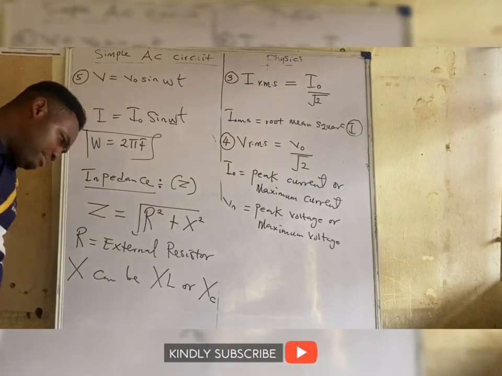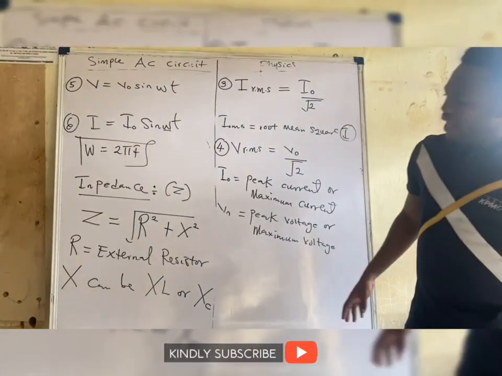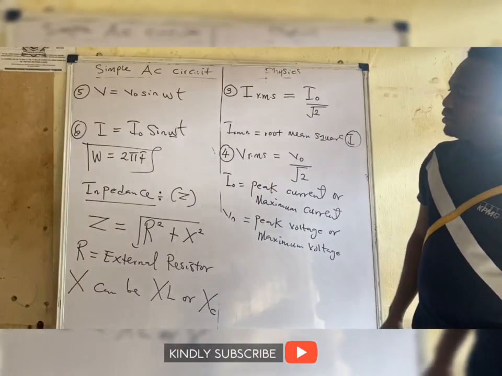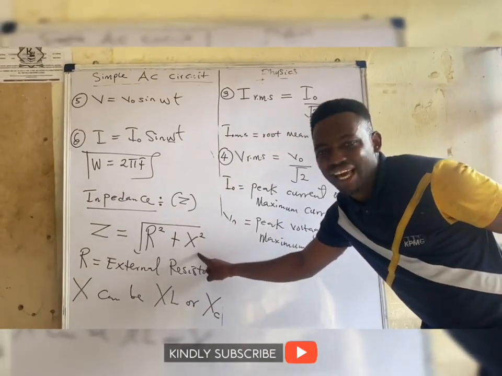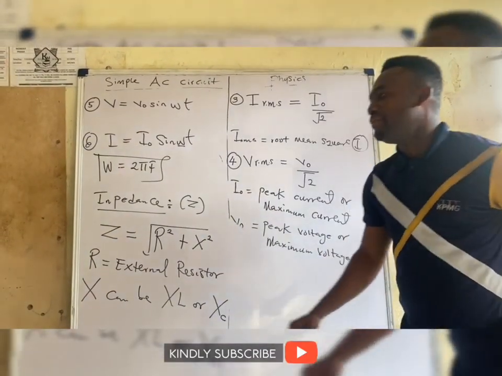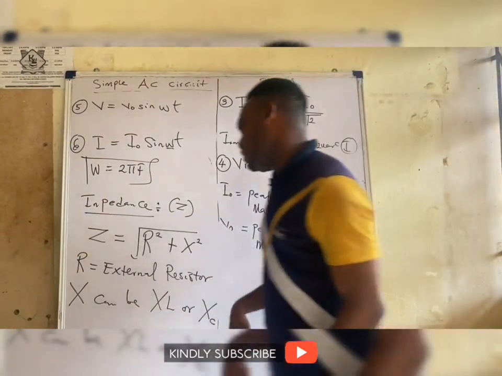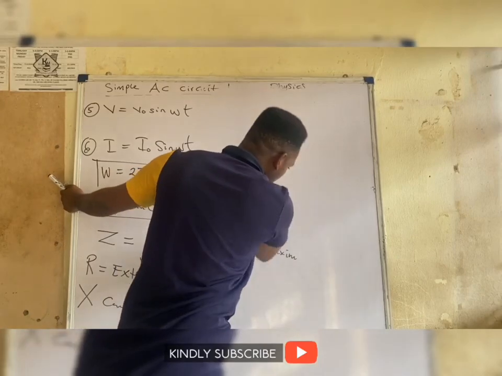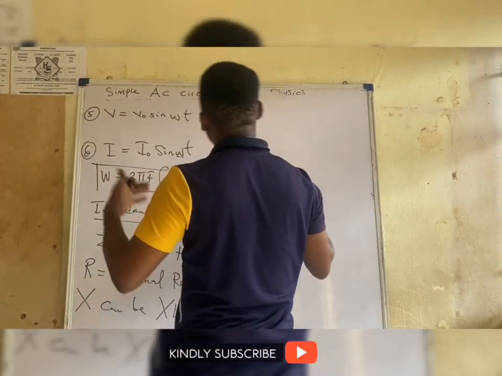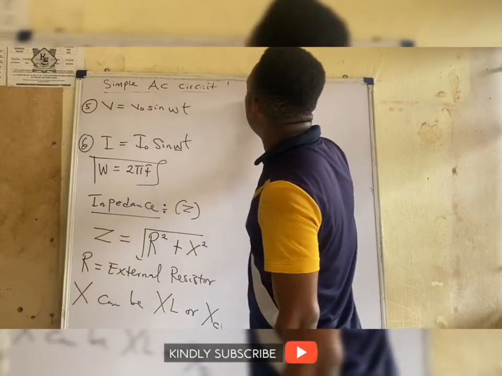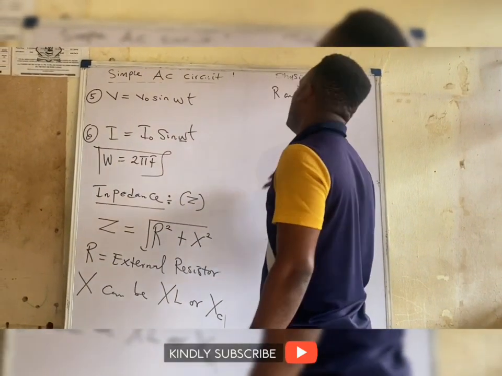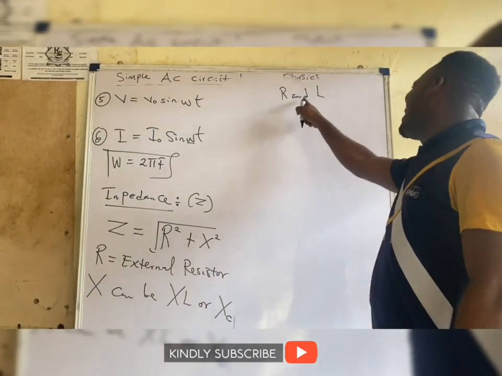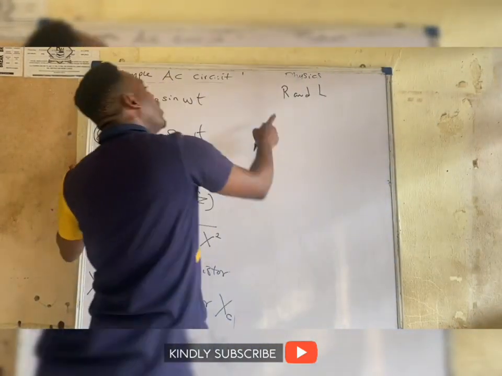If you imagine that a question is saying a circuit contains resistor and capacitor, it means that this X here will be XC. What if the question says, look at what I'm talking about. Look at it here. Permit me to wipe this part. Imagine a question is, well, they're asking us question now, and we discover it is only R and L that is involved in that AC circuit. Then what will be impedance in this type of circuit? A circuit that contains only R and L.